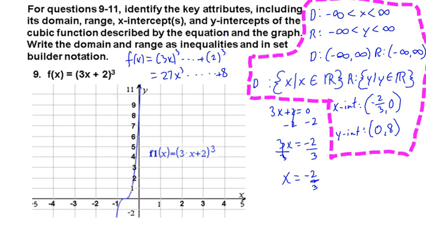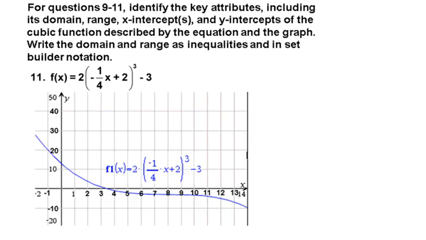Okay. And really, I just want to give a little direction on number 11, the last one of this set. It'll be similar to number 9 as far as finding where the y-intercept is. If we take this negative 1/4 x plus 2 and set that equal to 0, we will find the x-intercept. Our y-intercept is going to be found by taking this 2 cubed, multiplying that by 2. So 2 cubed is 8, multiplied by 2 is 16 minus 3, so our y-intercept is going to be 16 minus 3, or 13.